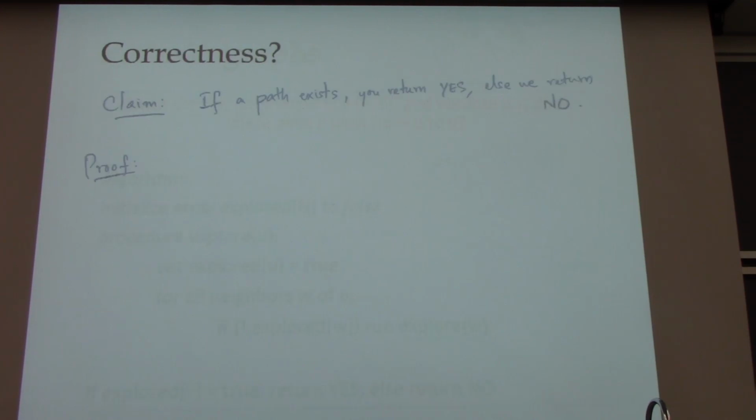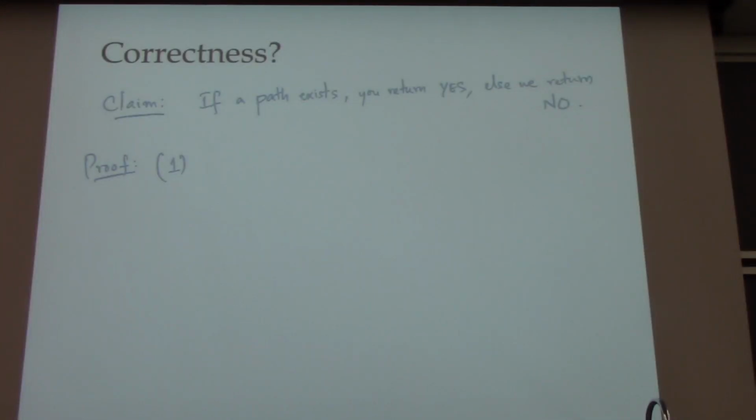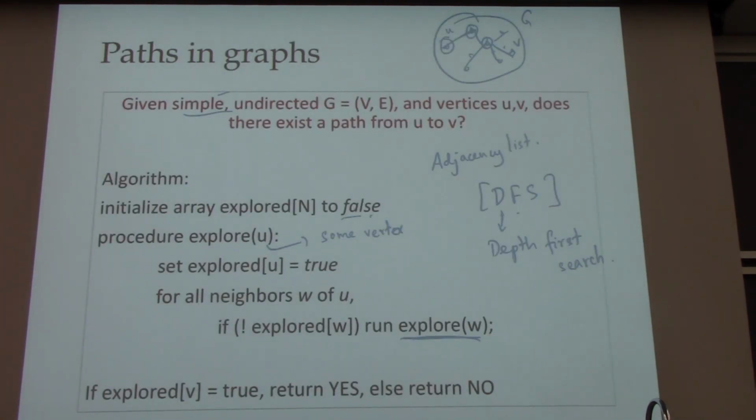So we're going to show 2 things. Let's start with the first one, which is if a path exists, you return yes. Okay, so that's... I cannot rewrite. So how would you show that if a path exists, then you always return yes?